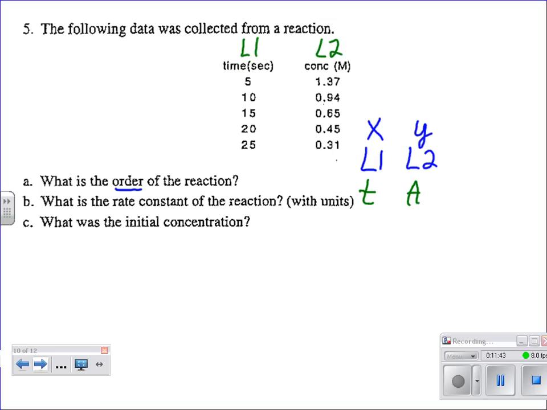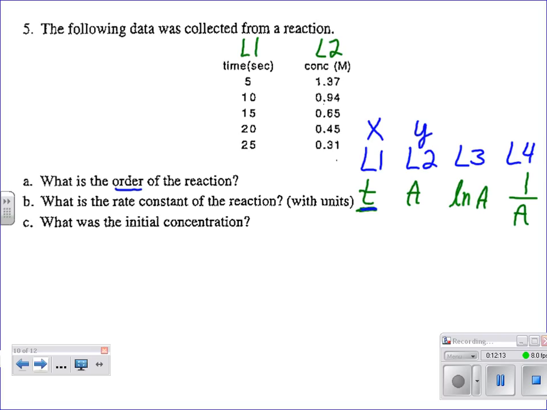But we need to figure out which order it is. So not only do we need to be able to compare time to A, just your concentration, you also need to be able to compare it to the natural log of A. And you need to be able to compare it to 1 over A. So we're going to create a couple other columns in our list as well. We're going to come up with an L3 and an L4, and we're always going to compare those back to our time.